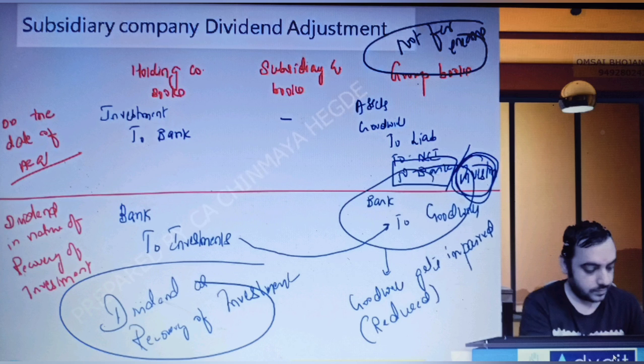Okay. Now, one more question. What is this impact? I'll discuss this. Look at this. Subsidiary company books. Starting from holding company books, subsidiary company books, group books, on the date of acquisition.